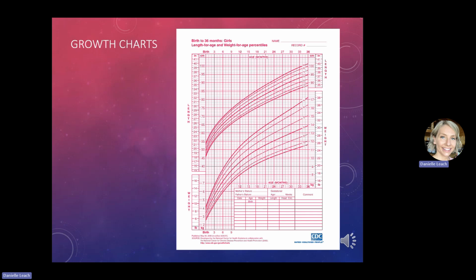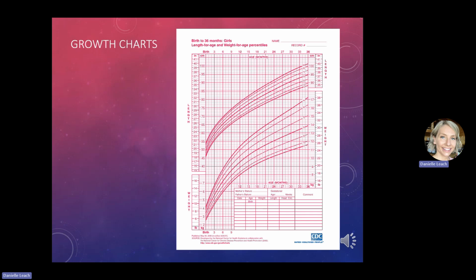So basically you're going to either start at the top or the bottom and find the 6 months old, so just where the 6 is, and you're going to follow that line down until you get to 65 centimeters, which is most easily seen on the left-hand side of your screen there. And when you line that up, on this particular growth chart, that baby is going to be in about the 50th percentile for length.